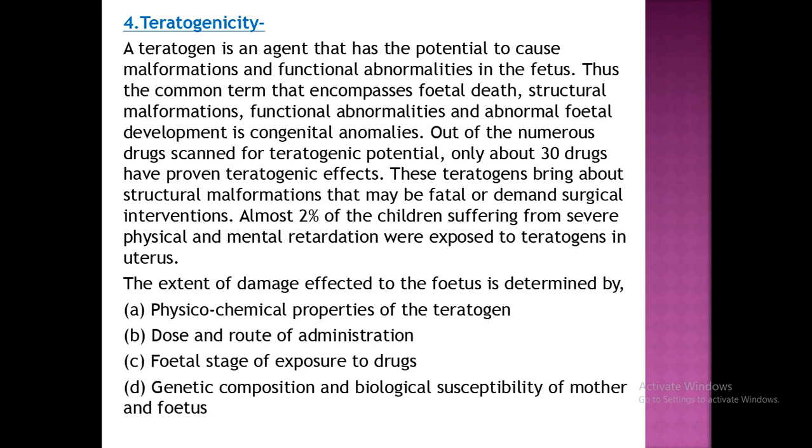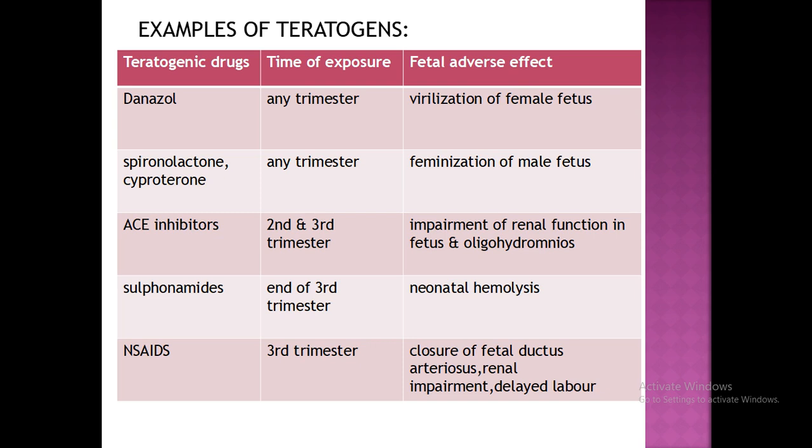Then genetic composition and biological susceptibility of mother and fetus. Some of the mothers are already genetically prone to the diseases. So in such mothers and fetus, if they are already genetically prone and biologically susceptible to the diseases, the extent of damage will be more. So these are the examples of teratogens.